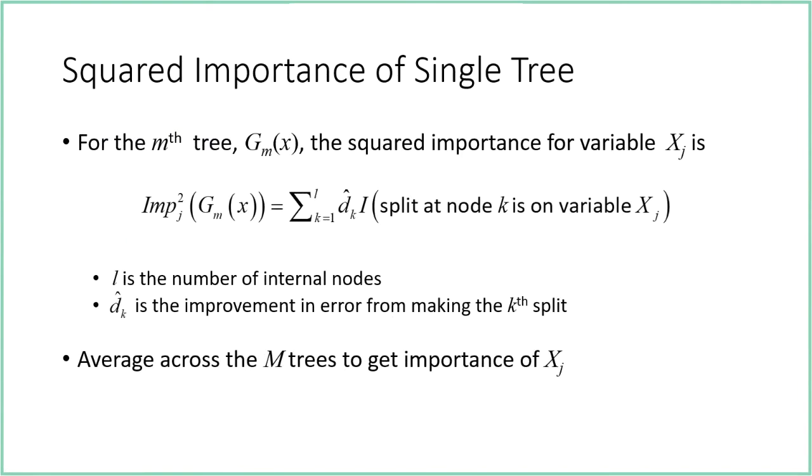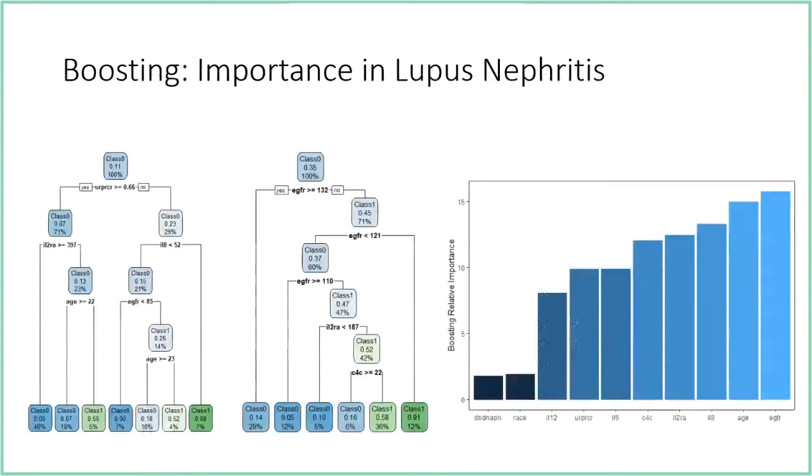Okay, so we've got this idea now of how we construct this thing. So how do we get at the importance of the individual predictors? We start by calculating the squared importance of a single tree. In this case, we have something called d_k, which is the improvement in error by making the kth split on the jth predictor. So again, if we were talking about age being our predictor, we have multiple nodes within a particular tree that split on age, and basically we're looking at how well we improve our prediction by splitting on age at those different nodes. And we sum that across all of the splits for that particular predictor in the tree. And then we average that across the M trees to get the importance for predictor J. Okay, so it's a lot like CART.